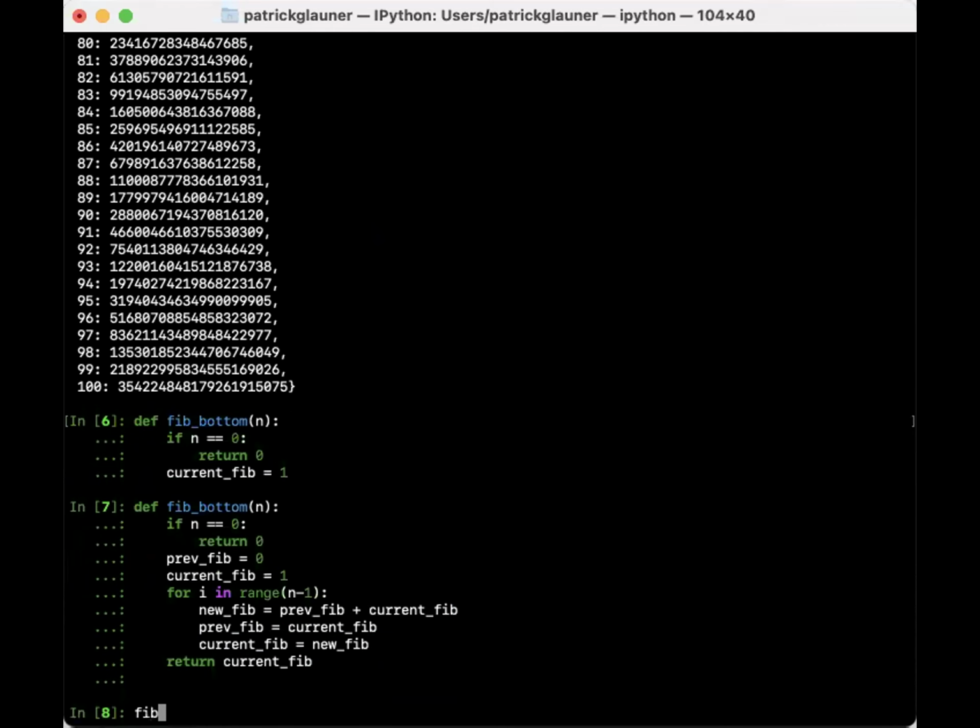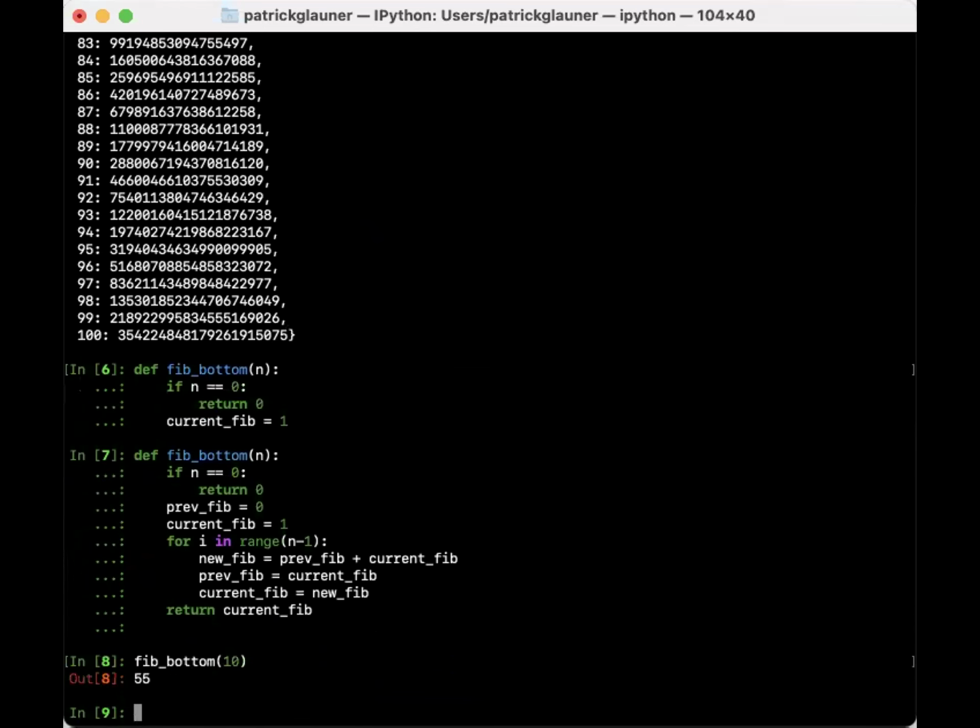And we can see that this works. We can say fib bottom of 10. It also gives me 55. I've promised to tell you why I say n minus 1. I say n minus 1 because I already have this one more helper variable. I not just have one helper variable, but I have pre-computed already one of those from before. So I need to put in n minus 1 because I need one iteration less because of this one extra helper variable.